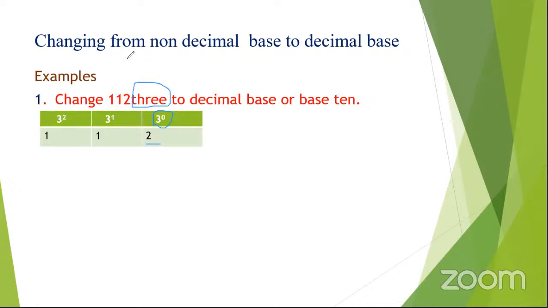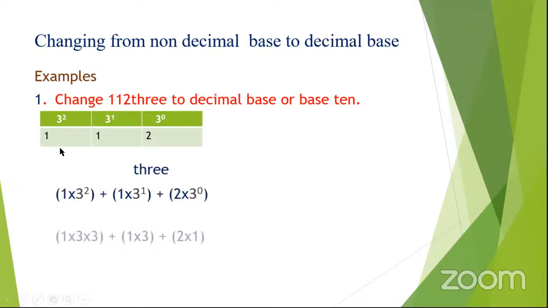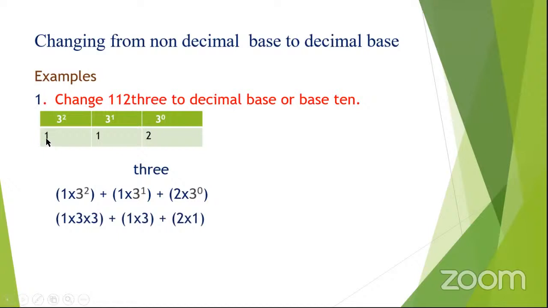So after giving them powers, there is something simple you just do. You multiply each digit times the base and its power. When we talk about the base and its power, we mean the 3 and its power, that is 2 here. So we shall have 1 times 3 power 2 in brackets, plus 1 times 3 power 1, plus 2 times 3 power 0.